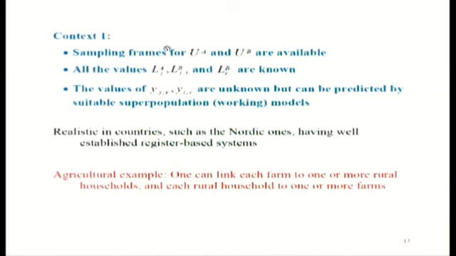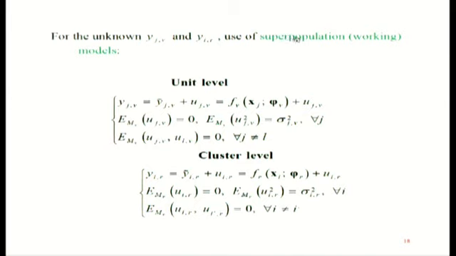The first context is realistic in countries such as the Nordic ones, having a well-established register-based system. We have different populations. We know all the links between those populations. The values of interest are unknown, but can be predicted using superpopulation models. In this superpopulation model, we have to determine only the predicted value for a model and the variance of this predicted value as sigma square. The higher this value is, the higher the model uncertainty.